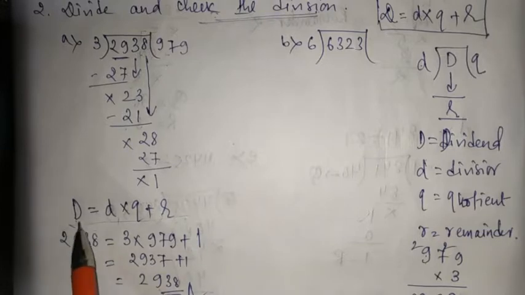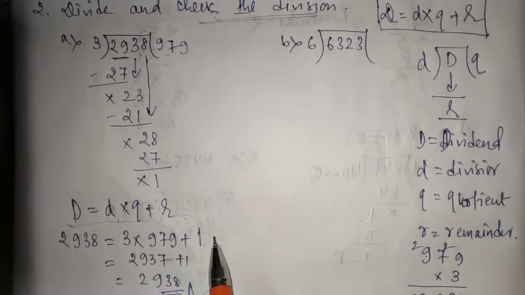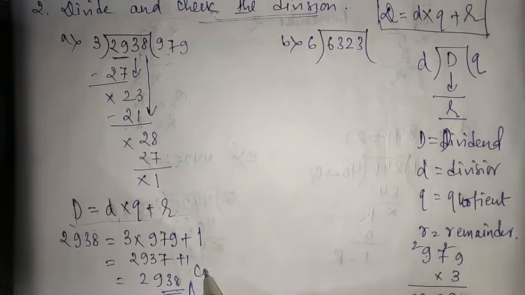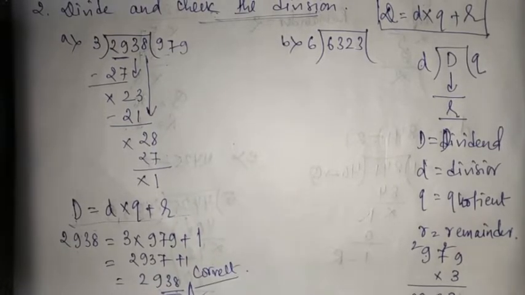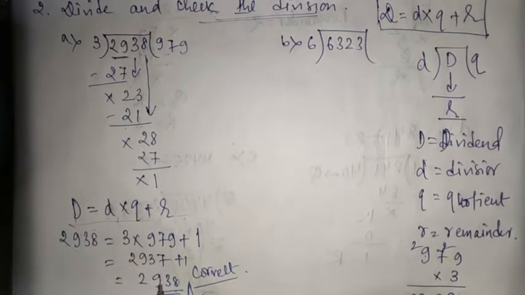Okay, so your dividend is this. You got this dividend after multiplying divisor into quotient plus remainder. So this means this is correct. The division which you have done is correct if you are getting the same dividend on both sides.